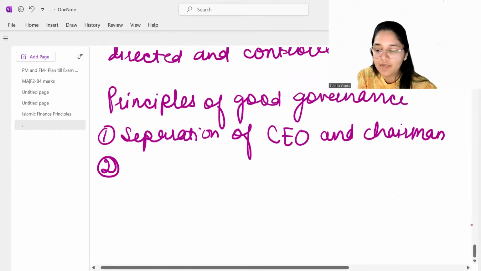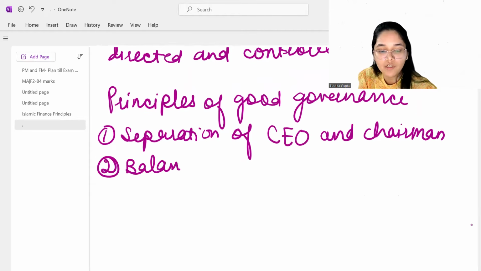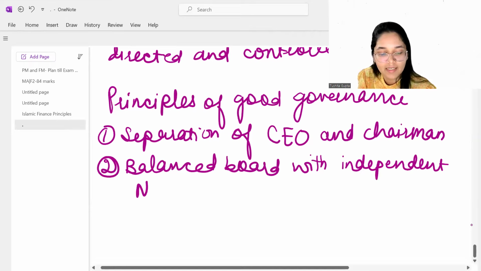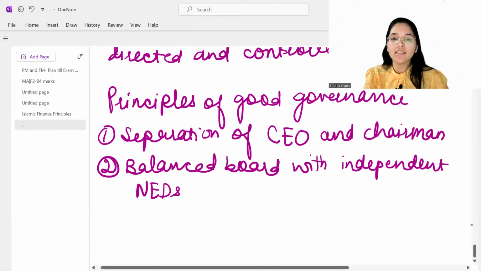Then the second principle that we have is that there should be a balanced board of directors with independent NEDs. Now, what do you mean by NEDs? NEDs are non-executive directors. These are people who get a fixed salary. They have nothing to do with how the company is doing. Their only role is to ensure that whatever the company is supposed to do, it's doing only that, and it's not doing anything which it is not supposed to do. So independent NEDs have no interest in the company. Their bonuses are not linked to profits, unlike executive employees and directors.